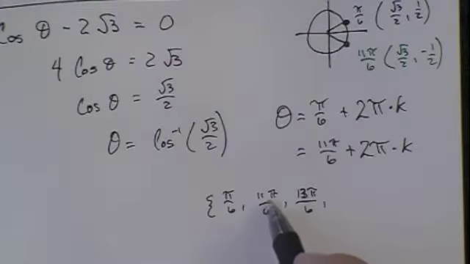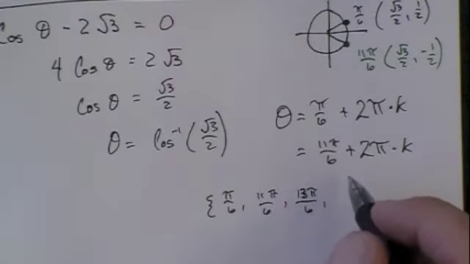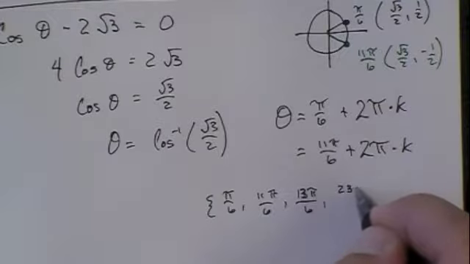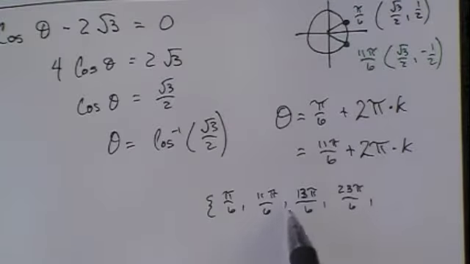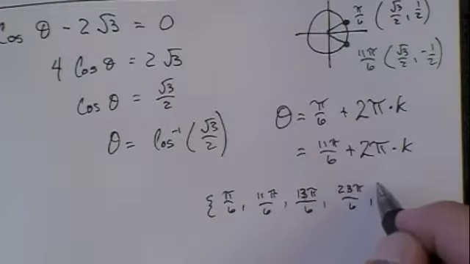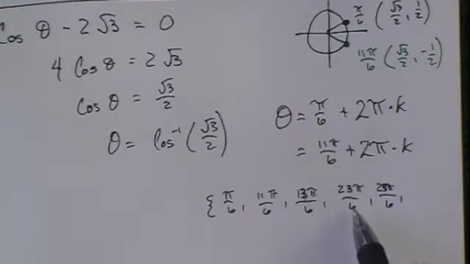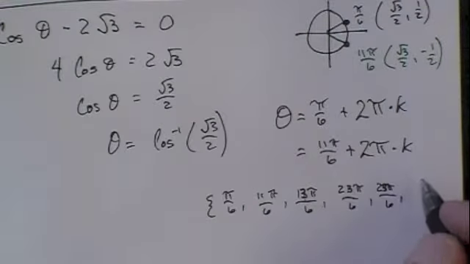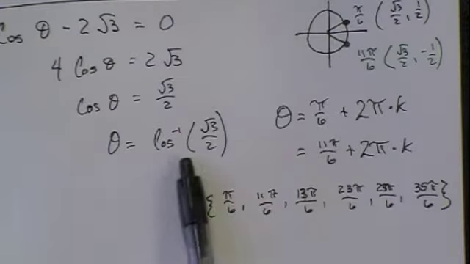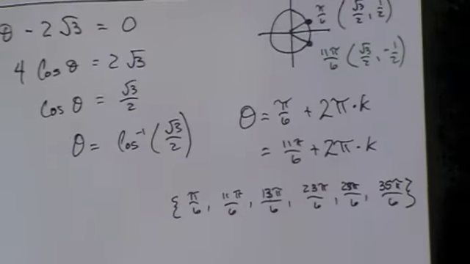Take a lap with our 11 pi over 6, so we're adding 2 pi to that. Takes us to 23 pi over 6. Let's add another lap to the 13. That puts us at 25 pi over 6. Add another lap to our 23 here. That takes us to 35 pi over 6. These are all possible solutions where our inverse cosine is equal to square root of 3 over 2.